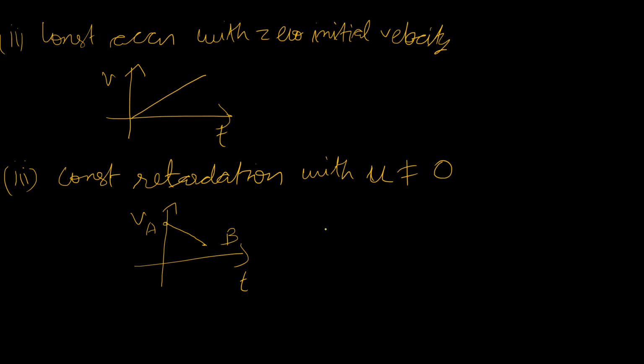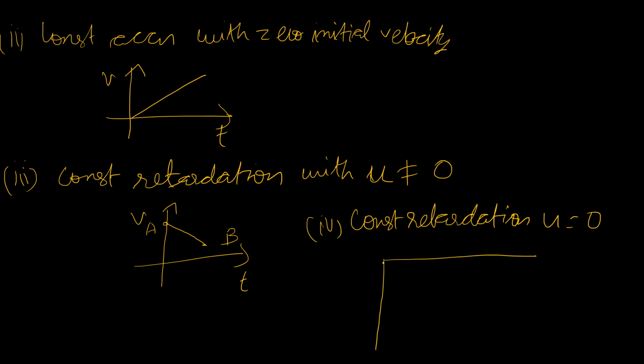The next one, fourth one, moving with constant retardation with zero initial velocity. That is the same simple case, constant retardation when u is equal to 0. The graph will be like this. This is 0, right? This is V and this is T. It will be like this. That's it. Okay. I'll just clear this.